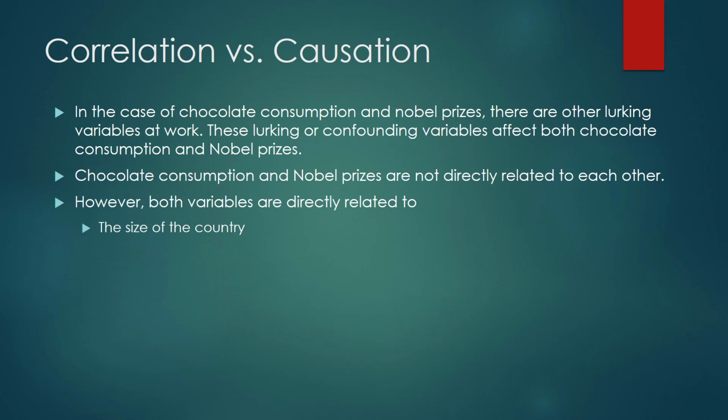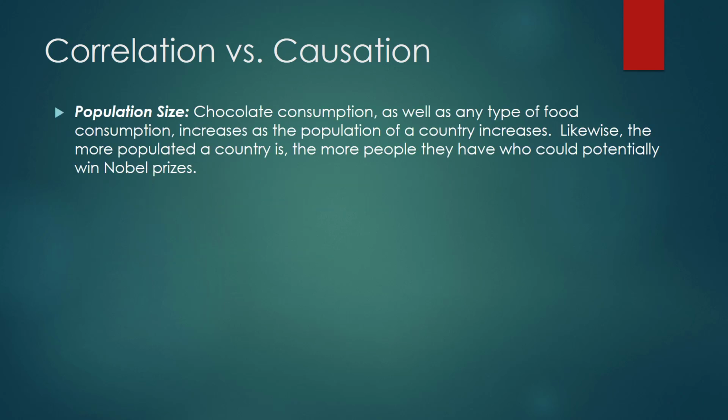Well, as the size of a country increases, you would imagine that the consumption of food in general, specifically chocolate, would increase. And also, as you have a larger population, the probability of anybody in your country winning a Nobel Prize would generally increase. The other thing that can affect both of these variables is whether or not the country is a developed or undeveloped country. Let's explore these ideas further.